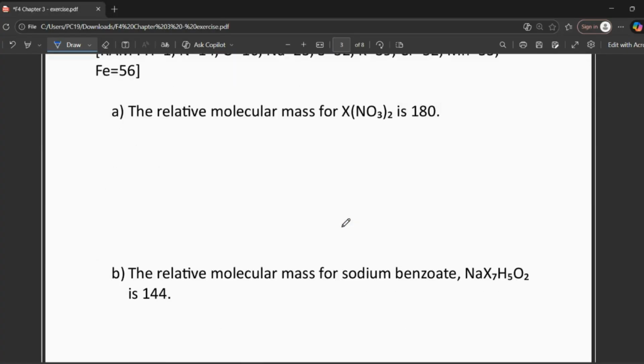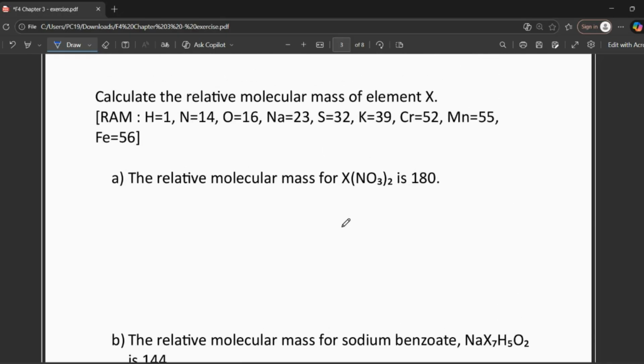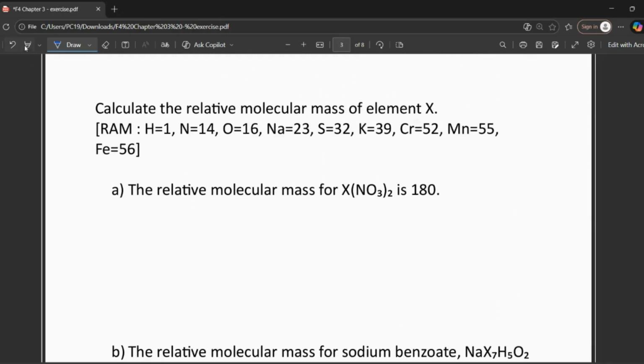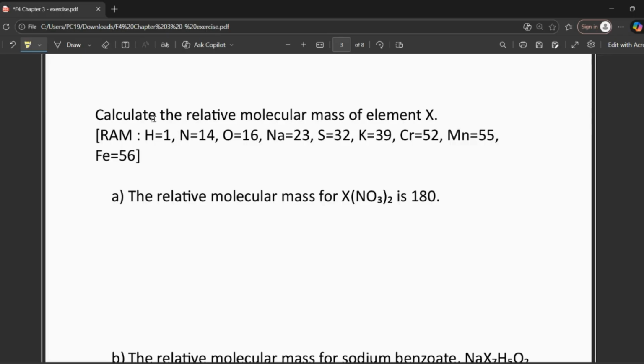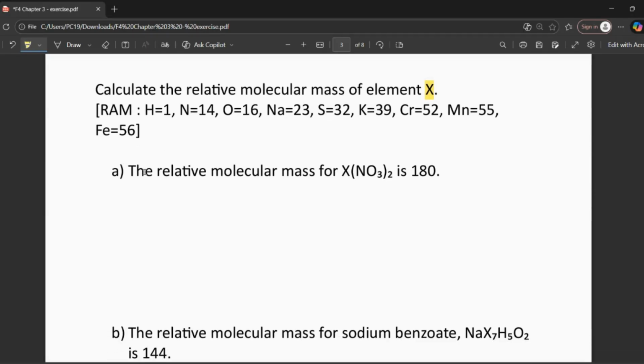Moving on, we have another 3 questions to find the unknown. So let's go through the question first. The relative molecular mass for the element X, we have to calculate it. Same, the relative atomic mass is already given. So in question A, it states that the relative molecular mass for X(NO3)2 is 180.